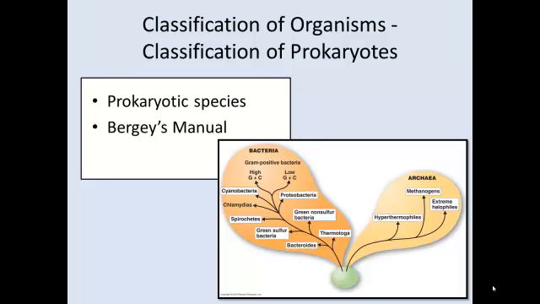We don't deal with this in animals and plants very much. Well, in plants, yeah, we do. But that's what a prokaryotic species is, whether it's bacterial or archaeal. Now, the place that we go to record all of our information about the various prokaryotic species is Bergey's Manual. It's a wonderful manual. If you continue on in microbiology, you will become very familiar with Bergey's Manual. So I wanted to introduce it.